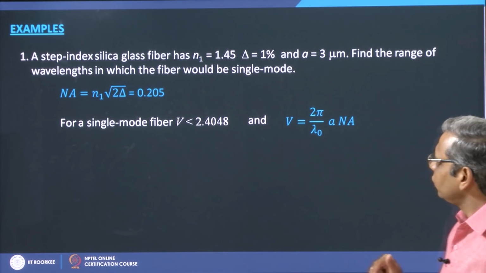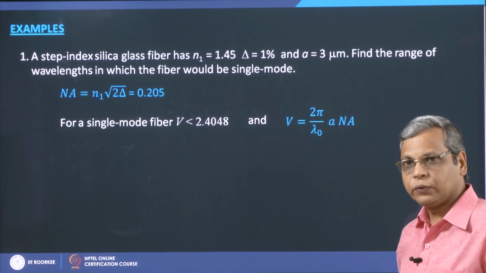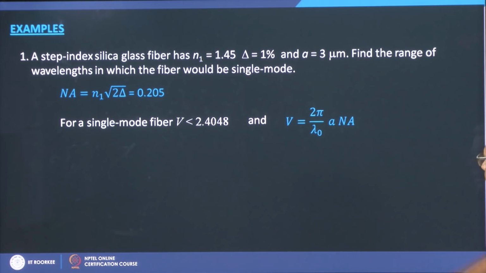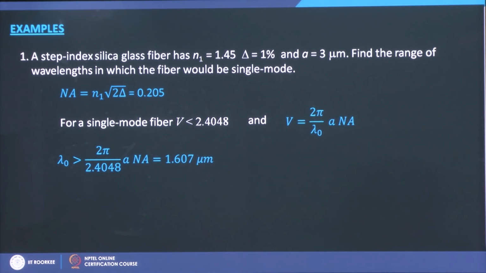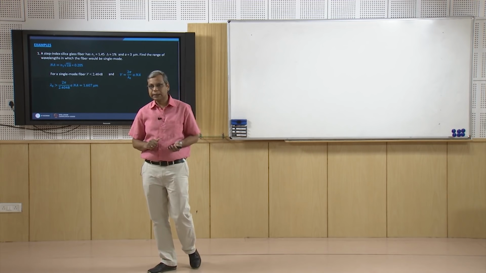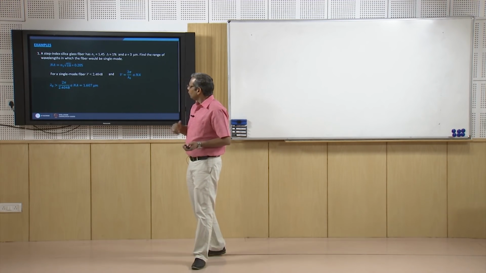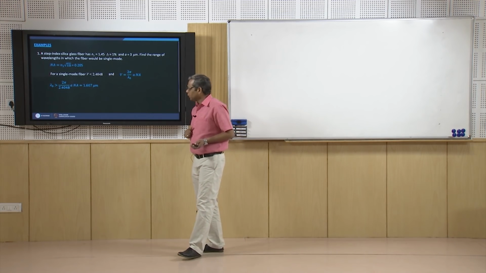and I also know that for the fiber to be single moded, V should be less than 2.4048, and since V is defined as 2 pi over lambda naught times A times NA, then lambda naught should be greater than this number. So for all the wavelengths which are longer than 1.607 micrometer, this fiber would be single moded, and for wavelengths shorter than this, the fiber will support more than one mode.